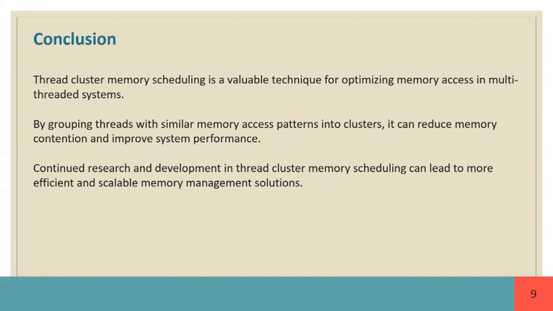And here's a tiny slide of conclusion, which is the thread cluster memory scheduling conclusion. Thread cluster memory scheduling is a valuable technique for optimizing memory access in multi-threaded systems. By grouping threads with similar memory access patterns into clusters, it can reduce memory contention and improve system performance. Continued research and development in thread cluster memory scheduling can lead to more efficient and scalable memory management solutions.